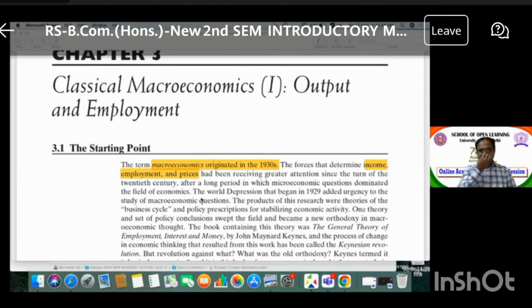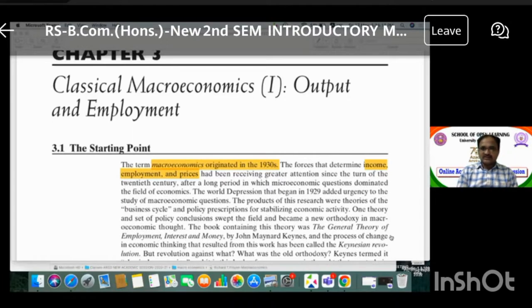That means how output and income, or output and employment, are defined, right? So what is the classical theory? Generally in economics, there are two approaches to discuss how output and income are determined. In the previous class we discussed the national income concept, right? The various concepts of national income. That is one question which I already discussed.